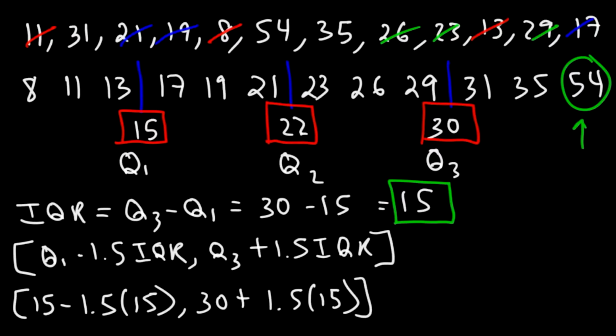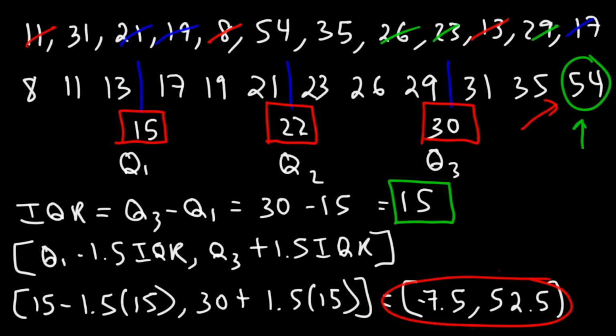1.5 times 15 is 22.5. If you take 15 and subtract 22.5, that will give you negative 7.5. Now 30 plus 22.5 will give you 52.5. Notice that 54 is outside of this range. Because it's outside of this range, 54 is an outlier. So I'm going to put a check next to it.